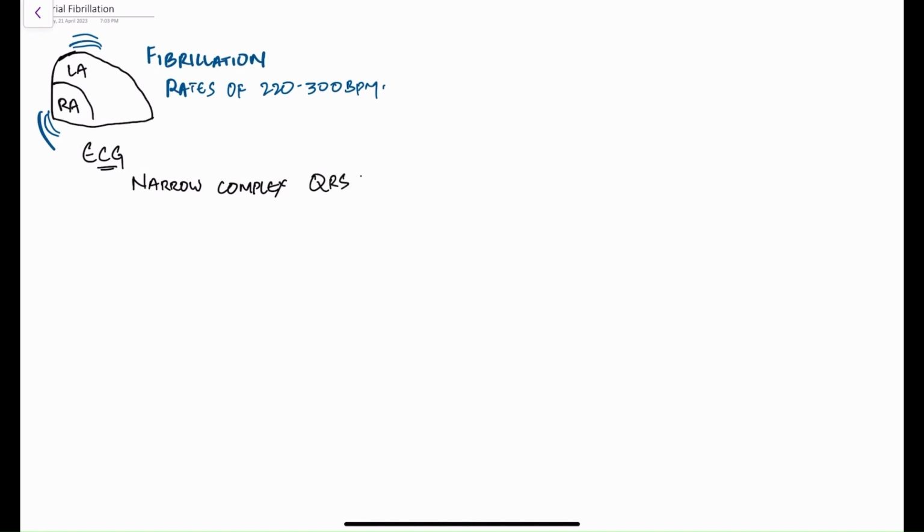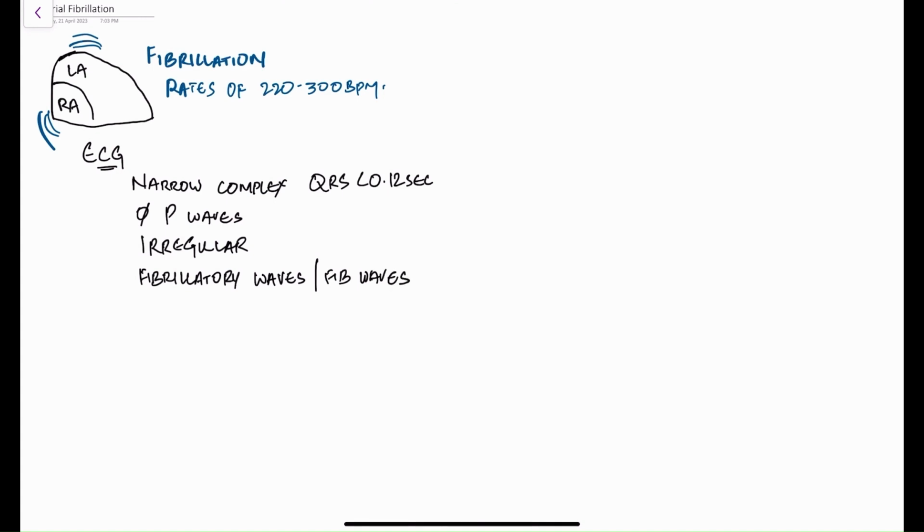Now the ECG will show a narrow complex QRS, which means that the QRS is less than 0.12 seconds. There will be an absence of P waves, and the rhythm is going to be irregular. In some of the leads, you will be able to see fibrillatory waves or fib waves. We'll see examples of these in the coming videos.